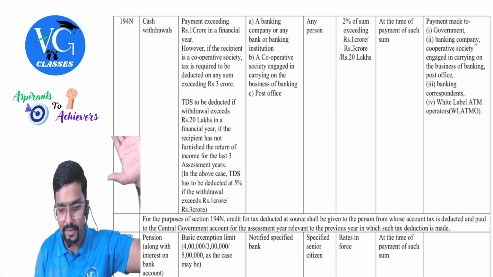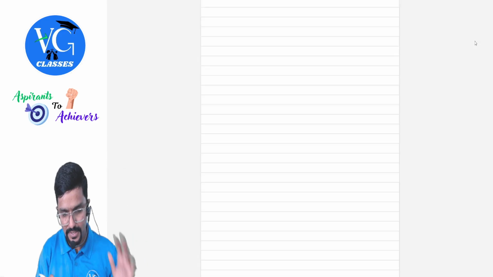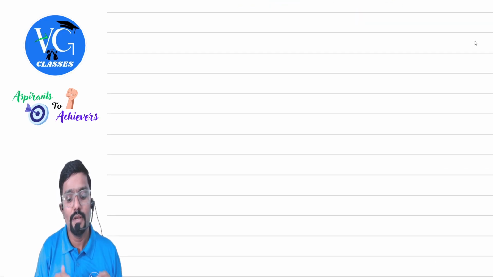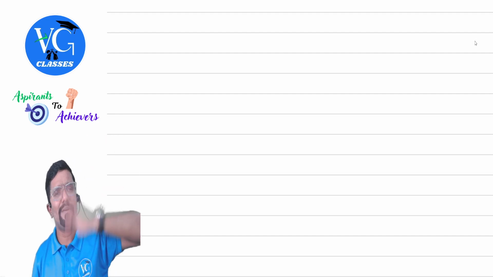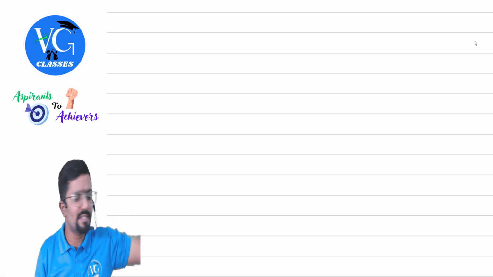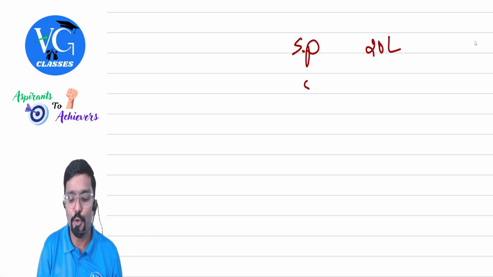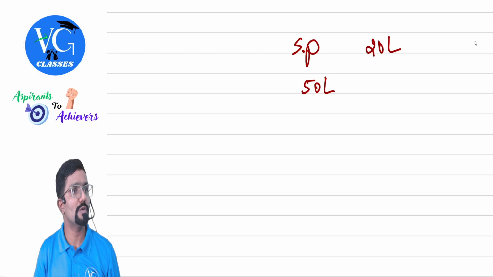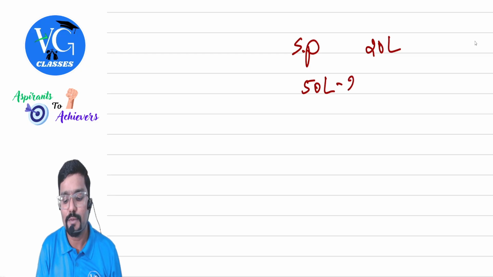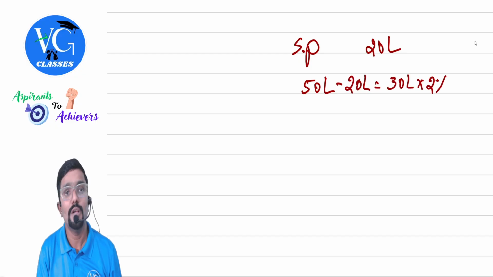Okay, please pay attention. This is important. I will connect and explain. Listen, guys. Now, assume I am a person who has not filed the returns for last 3 years. Am I a special person? Yes. What's the threshold limit applicable for me? 20 lakh. Now assume I withdrew 50 lakh from my bank account. On what amount will they deduct TDS? Minus 20 lakh. That is on 30 lakh, 2%.